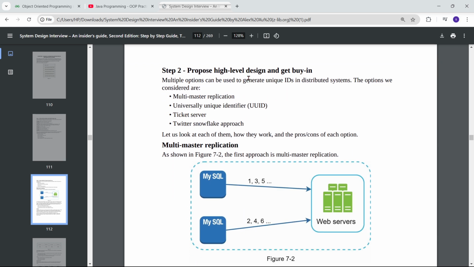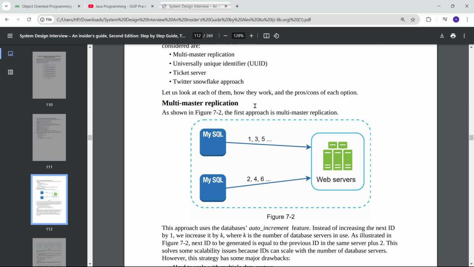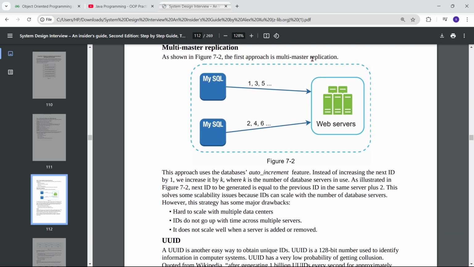Step 2. Propose high-level design and get buy-in. Multiple options can be used to generate unique IDs in distributed systems. The options we consider are multi-master replication, universally unique identifier, ticket server, and Twitter Snowflake approach. Let's look at each of them and how they work. Multi-master replication. As shown in figure 7.2, the first approach is multi-master replication. This approach uses the database's auto-increment feature. Instead of increasing the next ID by 1, we increase it by k, where k is the number of database servers in use. As illustrated in the figure, the next ID to be generated is equal to the previous ID in the same server plus 2.